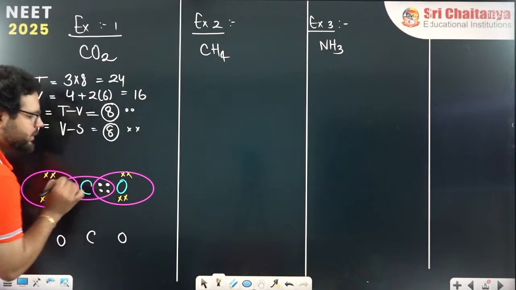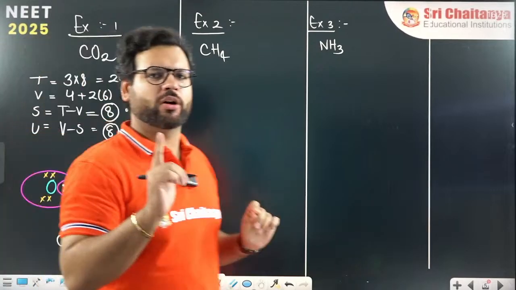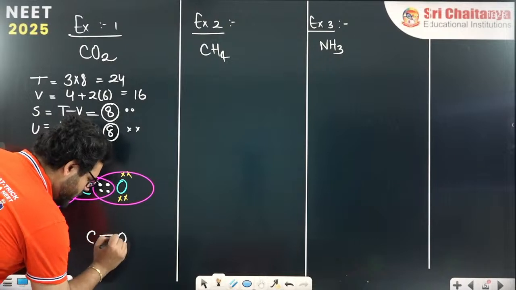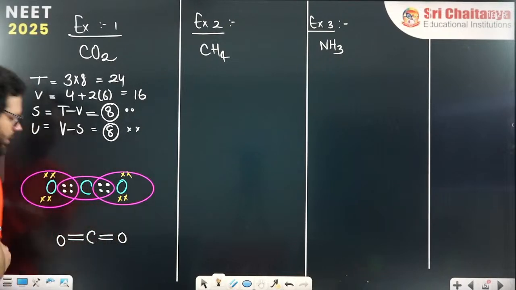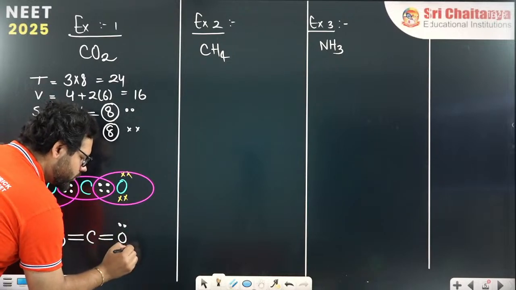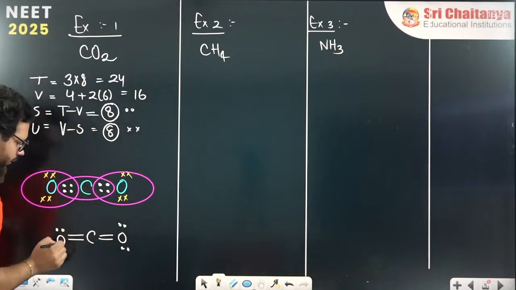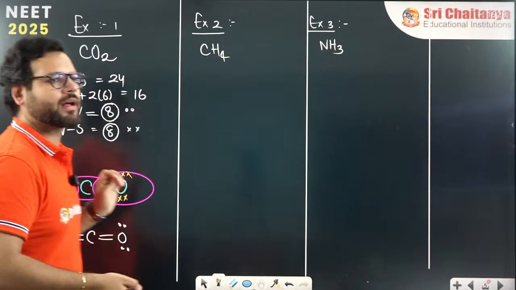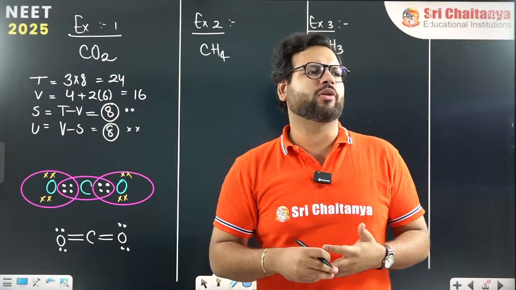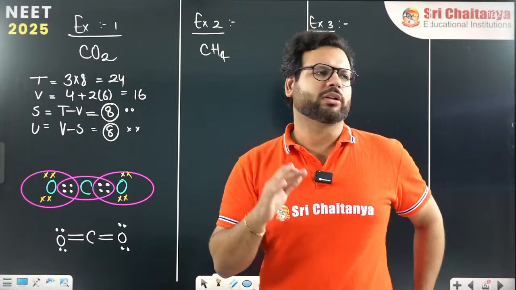2 electrons shared means 1 bond. 4 electrons shared means double bond. So there is a double bond here, and a double bond here. This oxygen carries 2 lone pairs, 1 lone pair, 2 lone pair. This oxygen also carries 2 lone pairs. This is the structure of carbon dioxide. So we don't have to imagine anything. This is how we draw the structure.